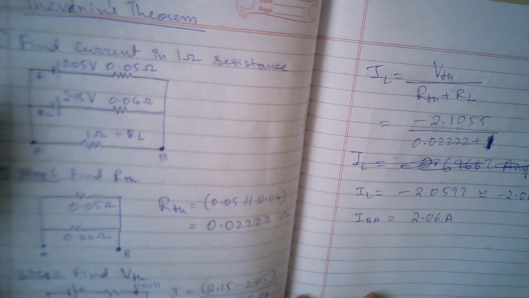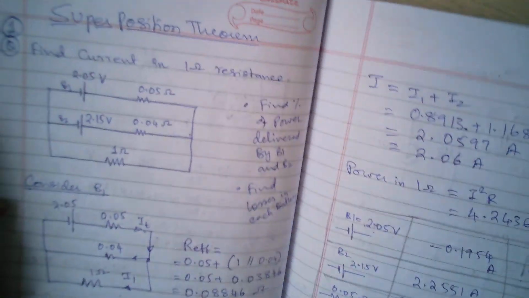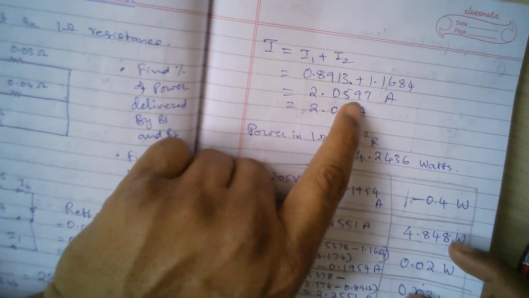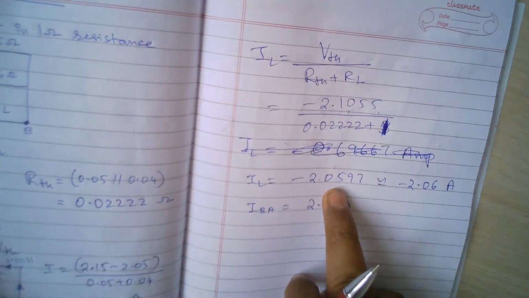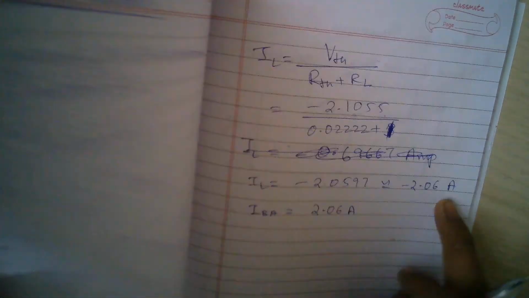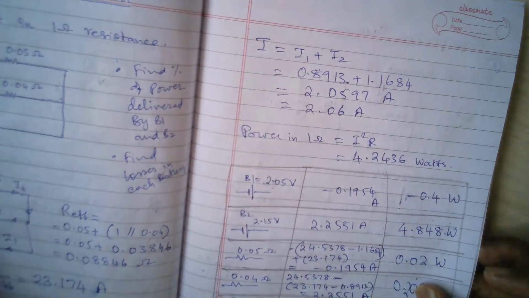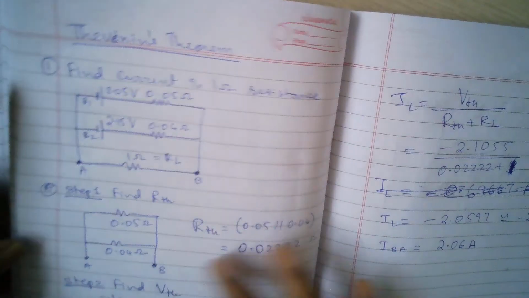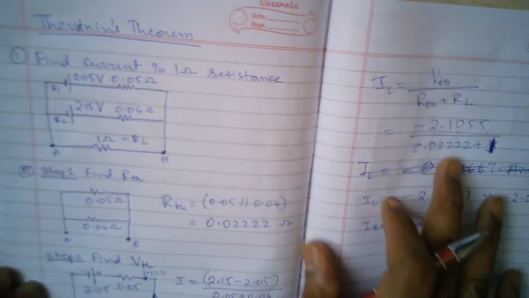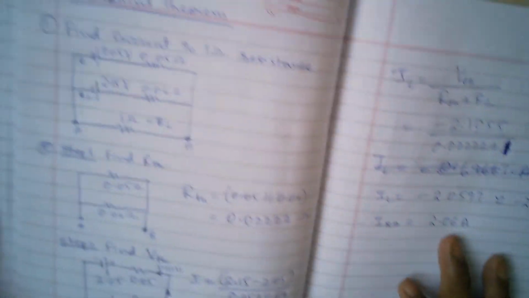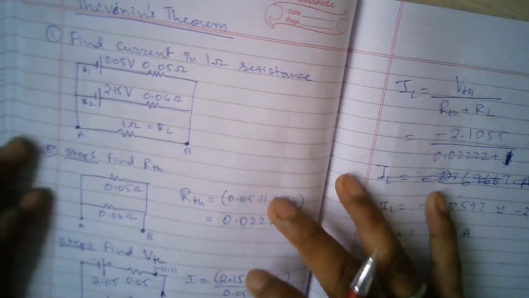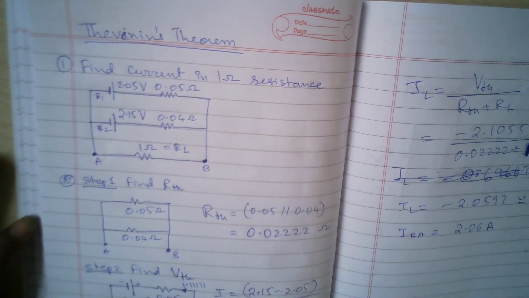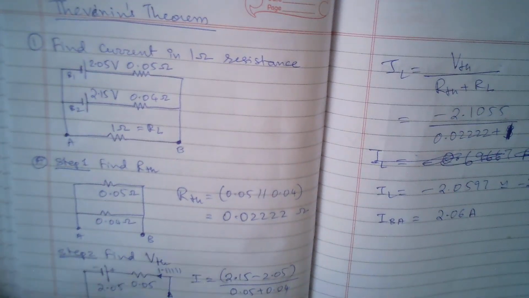Now if I go back to my superposition theorem solution for this problem, exactly the answer was 2.0597. So I also got exactly 2.0597. I rounded off to 2.06 here, and there also I rounded off to 2.06. So this proves that whether you use the superposition theorem or apply Thevenin's theorem, your final result will be exactly matching, as long as you don't make mistakes like what I did and you apply the theorem accurately. So this is the first video.